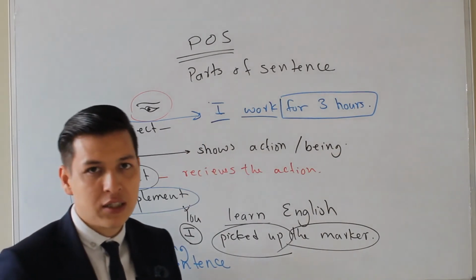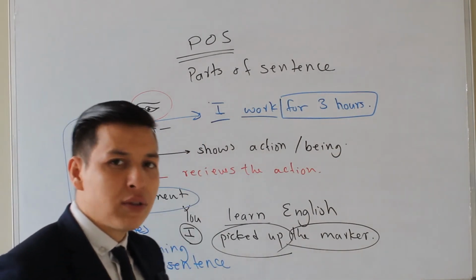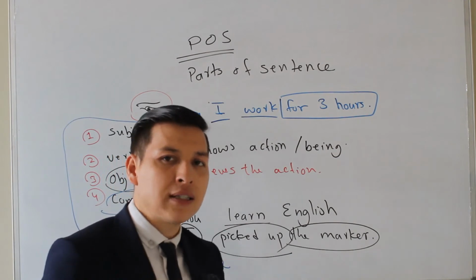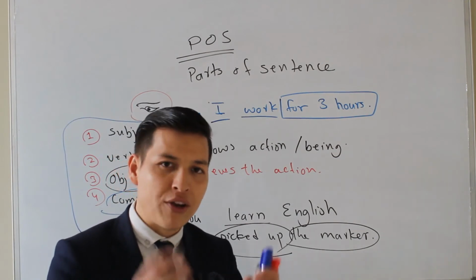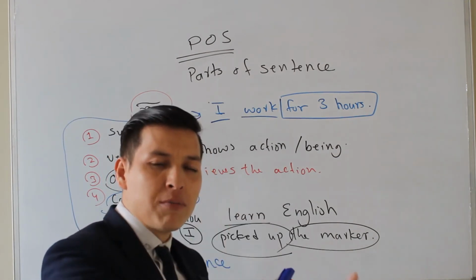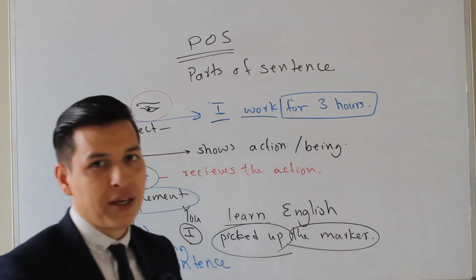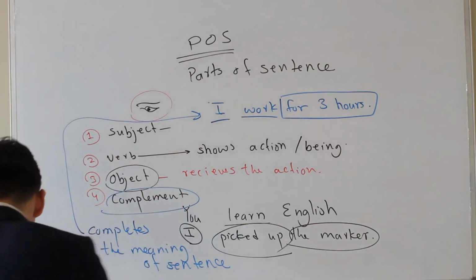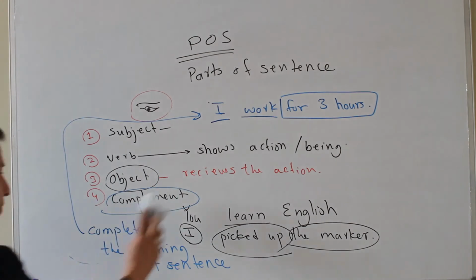Okay, now let's learn about the difference between object and complement, and how we should understand whether something that comes after the verb is an object or a complement. Okay, let's see that.